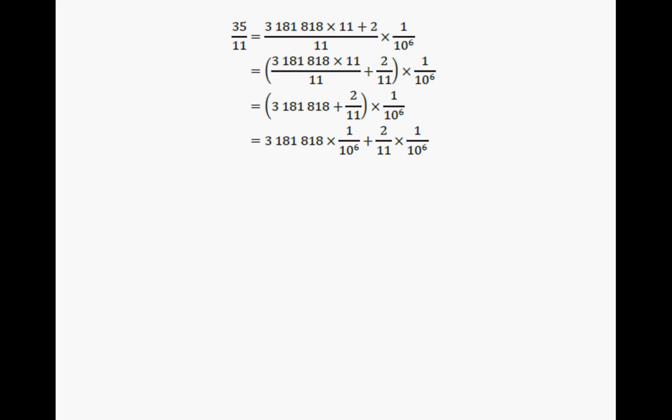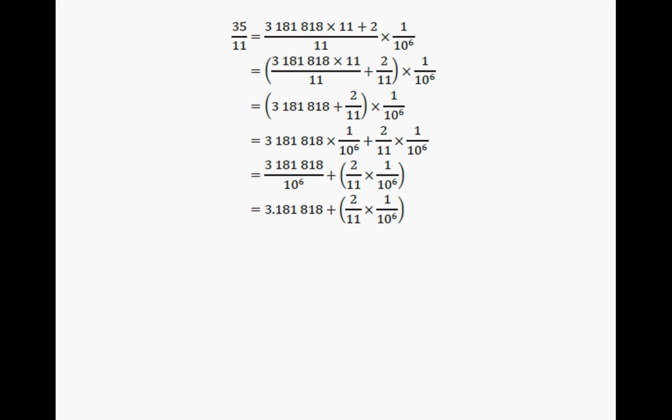Using the distributive property, we're going to multiply both terms by 1 over 10 to the 6th power. So we have 3,181,818 times 1 over 10 to the 6th power, and then we're adding 2/11 times 1 over 10 to the 6th power. This gives us 3,181,818 divided by 10 to the 6th power plus 2/11 times 1 over 10 to the 6th power.